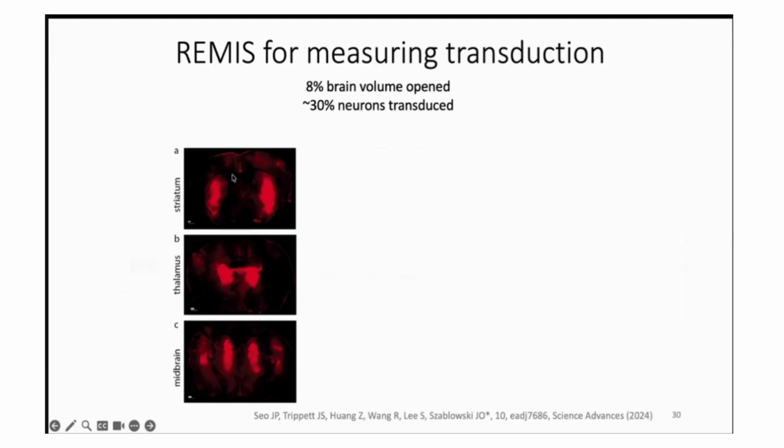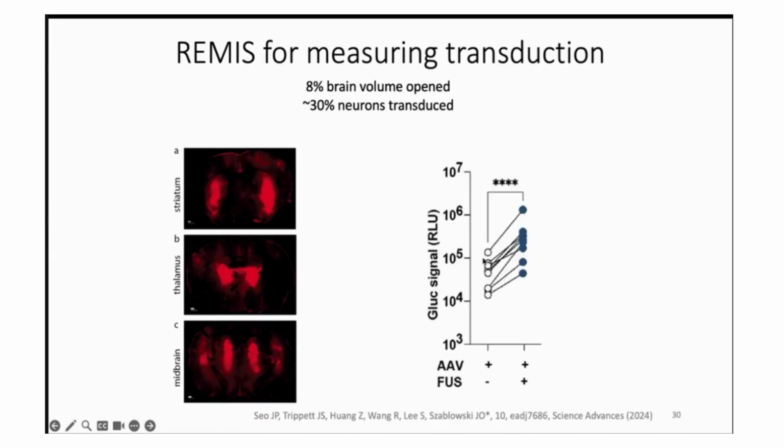So if we open, let's say, 8% of the brain volume in all the sites that we measure, in this case we have about 30 neurons transduced after that non-invasive delivery. We find that every single animal in the study actually had a higher level of the markers after opening, and that's about a 6-fold change with the arithmetic mean.